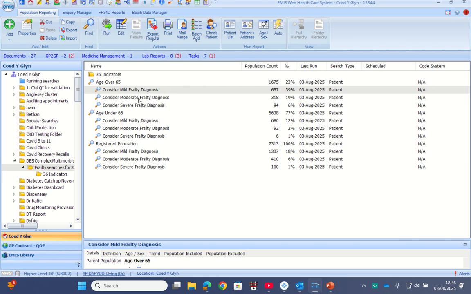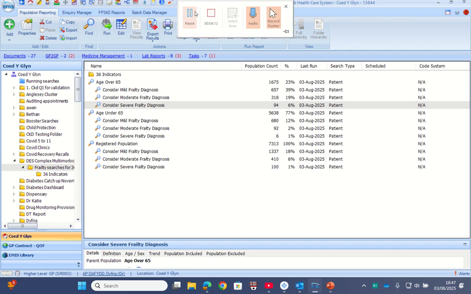Generally, I've found that it's not very useful, the mild one. I think it picks up a lot of people that I would say are actually quite fit and active, but I think the moderate, the 0.24, and the severe, the 0.36, is quite good. I think the 0.36 in particular does correlate well. When I look at those, I feel, yes, they are a very frail population. The EFI is very good.